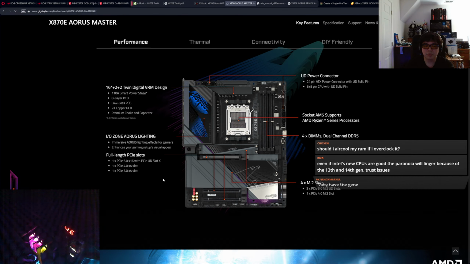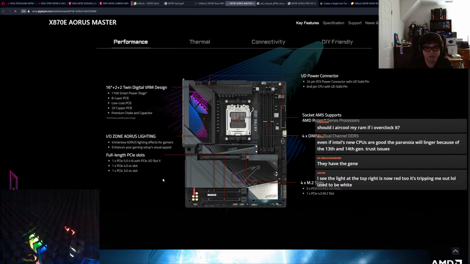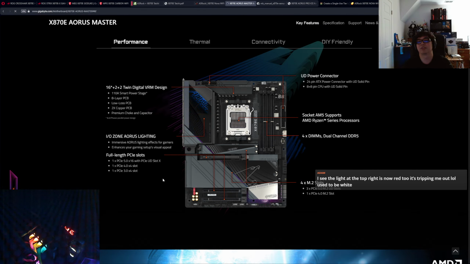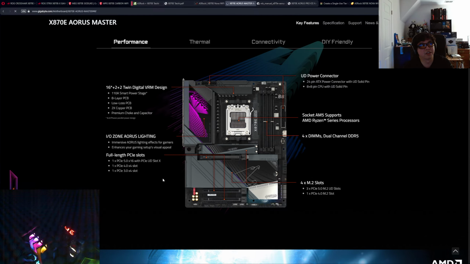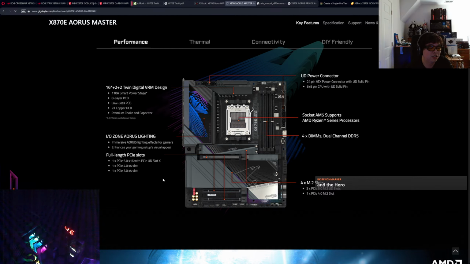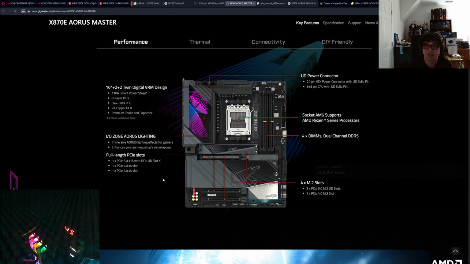So even if Intel's new CPUs are good, the paranoia will linger. I mean, possibly for some people, but I think Intel's going to push a lot of that into pre-builds anyway. Basically, what I'm expecting is that all this bad press about the voltage killing the CPUs, in the grand scheme of things, is not really going to impact Intel long term. Maybe their enterprise customers, the game server companies that got burned by that, will probably not use Intel for a long time.